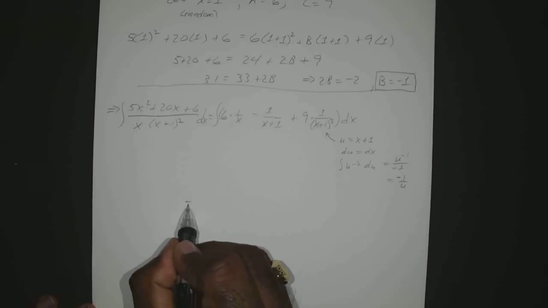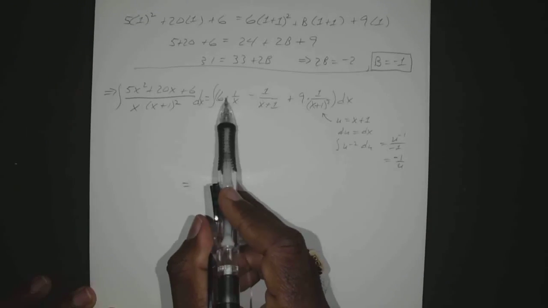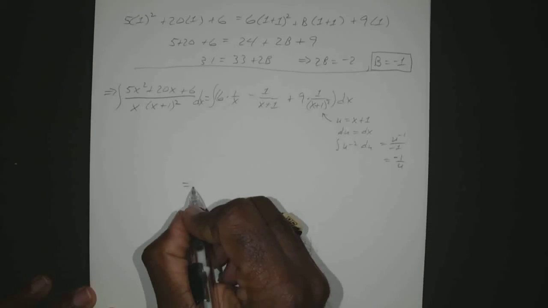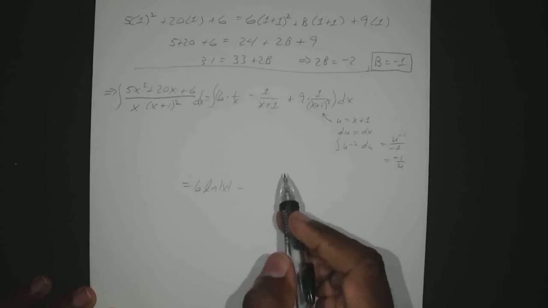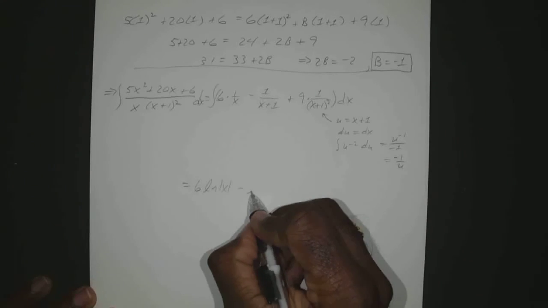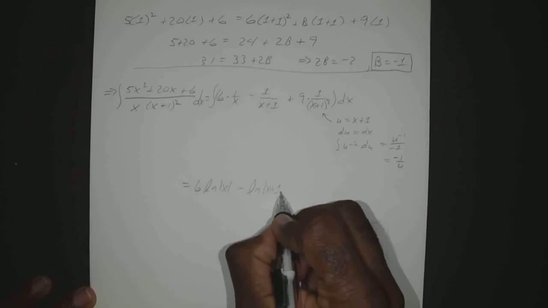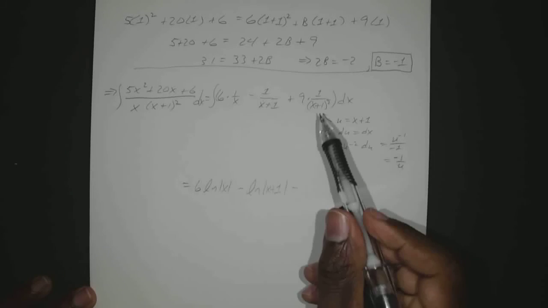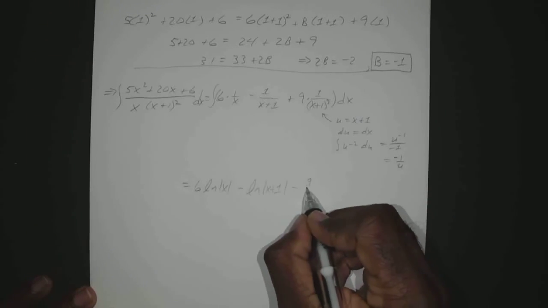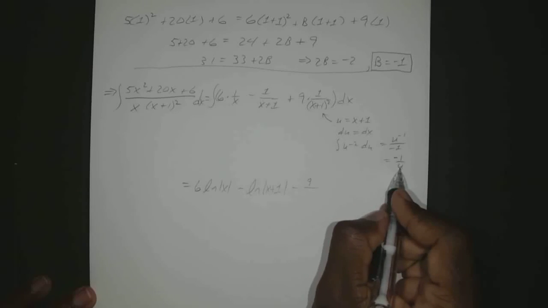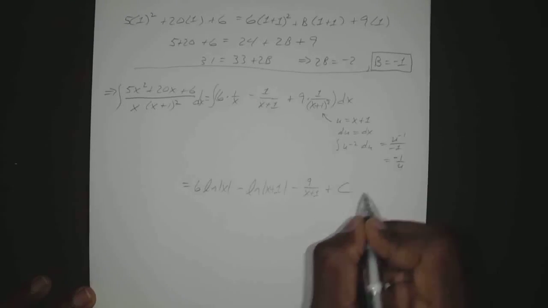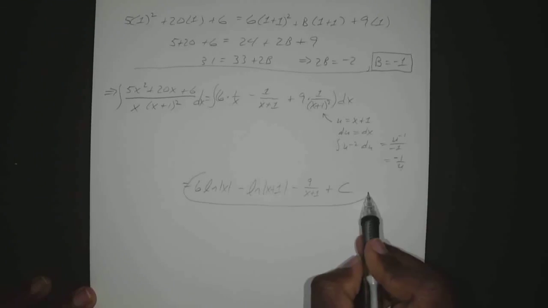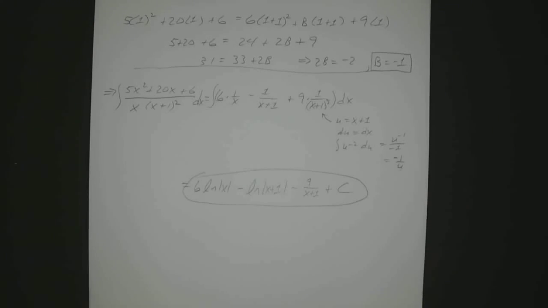Okay, so this ends up equaling 6 times natural log of x when we integrate that one, minus natural log of x plus 1, minus 9 times, or might as well put 9 over u, which is our x plus 1, plus c. All right. So that would be your final answer for that one.